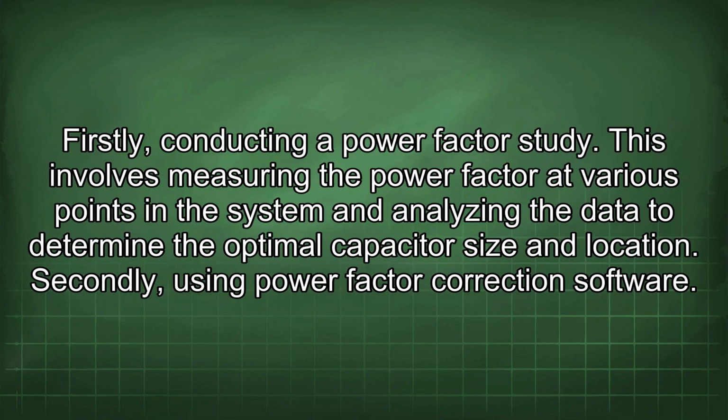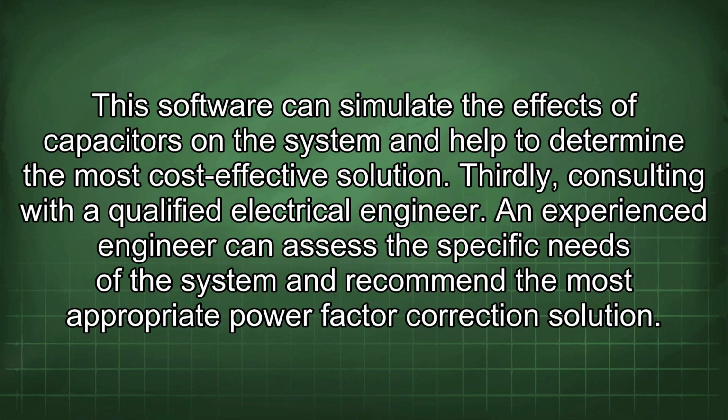Several methods can be used to determine the appropriate size and location of capacitors. Firstly, conducting a power factor study. This involves measuring the power factor at various points in the system and analyzing the data to determine the optimal capacitor size and location. Secondly, using power factor correction software. This software can simulate the effects of capacitors on the system and help to determine the most cost-effective solution. Thirdly, consulting with a qualified electrical engineer. An experienced engineer can assess the specific needs of the system and recommend the most appropriate power factor correction solution.